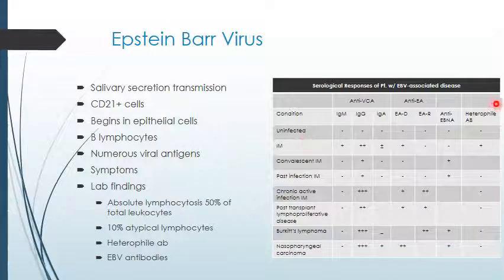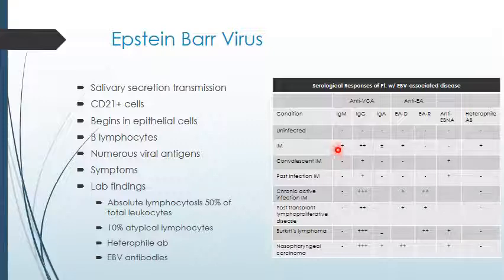Okay, obviously uninfected, you shouldn't have any of them. Good luck with that. But then when you start going through each of them, so IM means infectious mononucleosis, we're just going to give you the classic findings of EBV, right? So classic infectious mono, here you go. You've got a positive IgM, you've got a positive heterophile antibody. That's very helpful. And you've just diagnosed infectious mononucleosis, classic, okay?